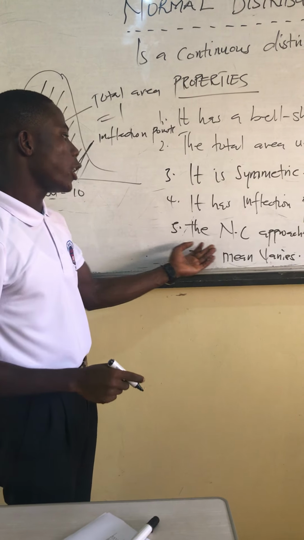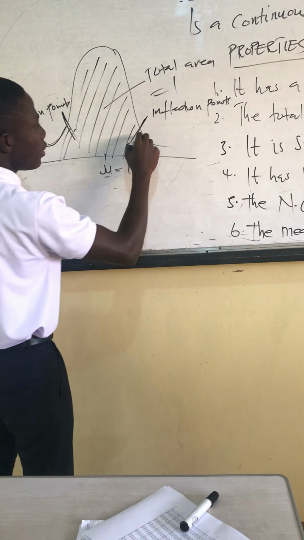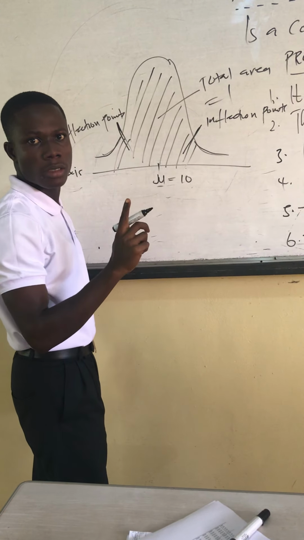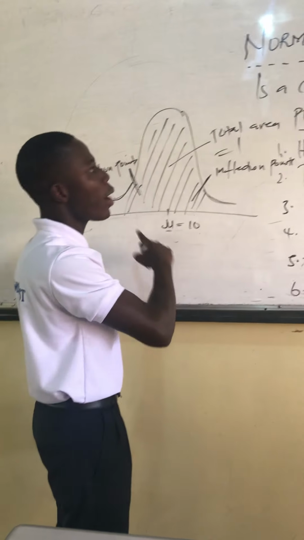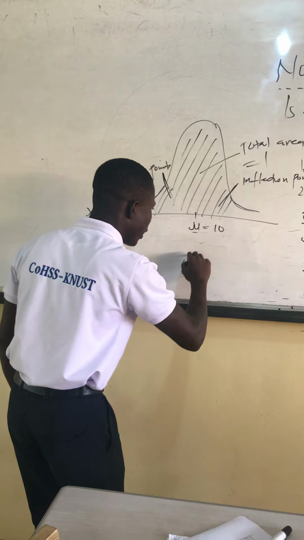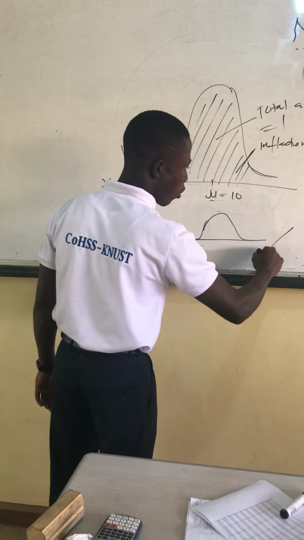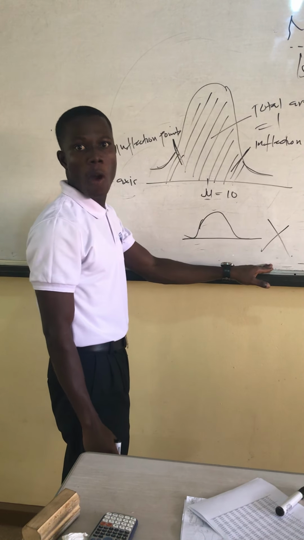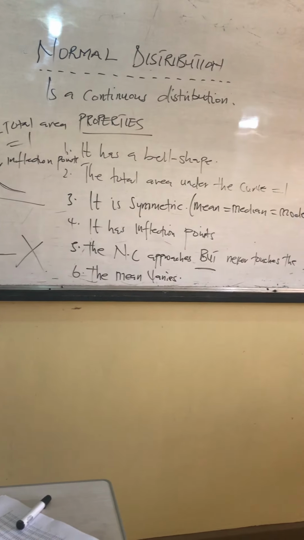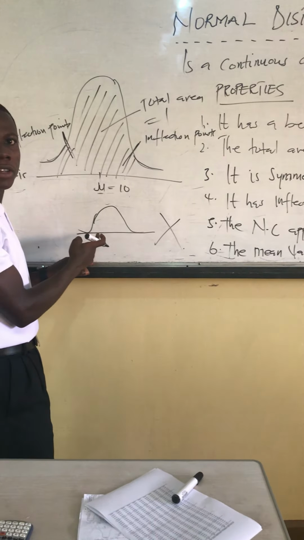The fifth property is that the normal curve approaches but never touches the x-axis. So you see, this is my normal curve, and this is my x-axis. It always approaches the x-axis, but it will never touch it. So if you draw your own normal curve, and your normal curve touches the x-axis, it means it's not a normal distribution. So assuming you draw a curve like this, and you bring your x-axis like this, this is wrong. This is not a normal distribution. Why? Because in a proper normal distribution, your normal curve should approach the x-axis, but it shouldn't touch it. So in a case where yours touches, it means it's not a normal curve or a normal distribution.